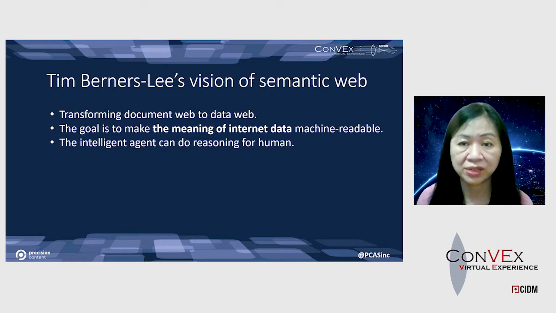The idea of semantic link came from the vision of semantic web. Tim Berners-Lee, the inventor of World Wide Web, coined the term semantic web back in 1994. His idea is to transform the current document-based web into data web, where the meaning of internet data is machine readable, so that intelligent agents can do reasoning and logic and can work for human on internet.